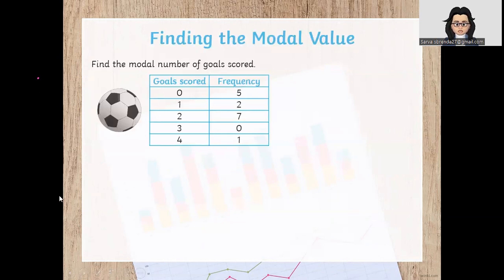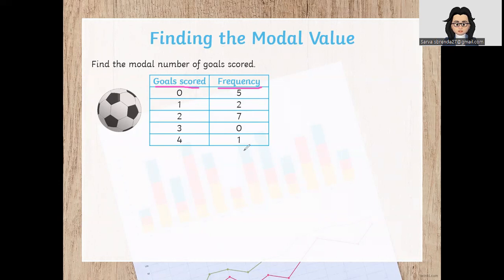Now, one final question here. Okay. Now let's find the mode here for the number of goals scored and the frequency. Now, what does this data tell us? It tells us that, say, in a game of football, okay, 5 players attempted to hit a goal, but no goal was scored. That's what the 0 means. 2 players attempted to kick the ball in to score a goal and 1 goal was scored. 2 players scored 1 goal. 7 players managed to score 2 goals. No players scored 3 goals and 1 player scored 4 goals. You see that? So now I've given you the goals and the frequency.